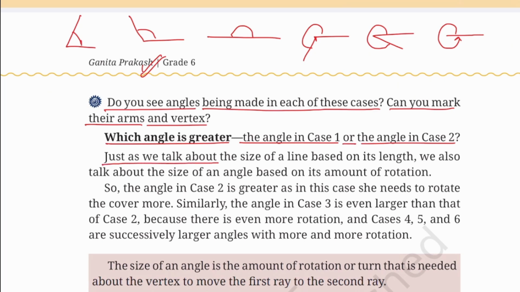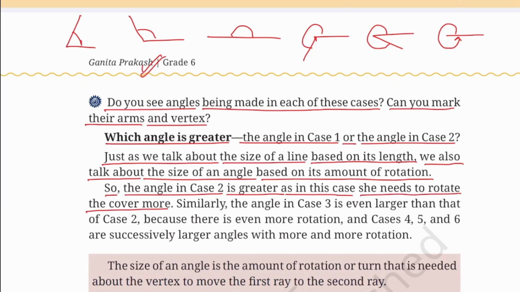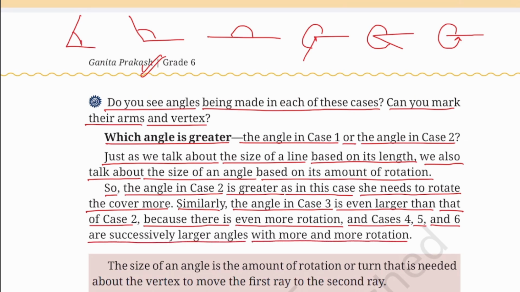Just as we talk about the size of a line based on its length, we also talk about the size of an angle based on its amount of rotation. So, the angle in case 2 is greater, as in this case, Vidya needs to rotate the cover more. Similarly, the angle in case 3 is even larger than that of case 2 because there is even more rotation, and cases 4, 5 and 6 are successively larger angles with more and more rotation.